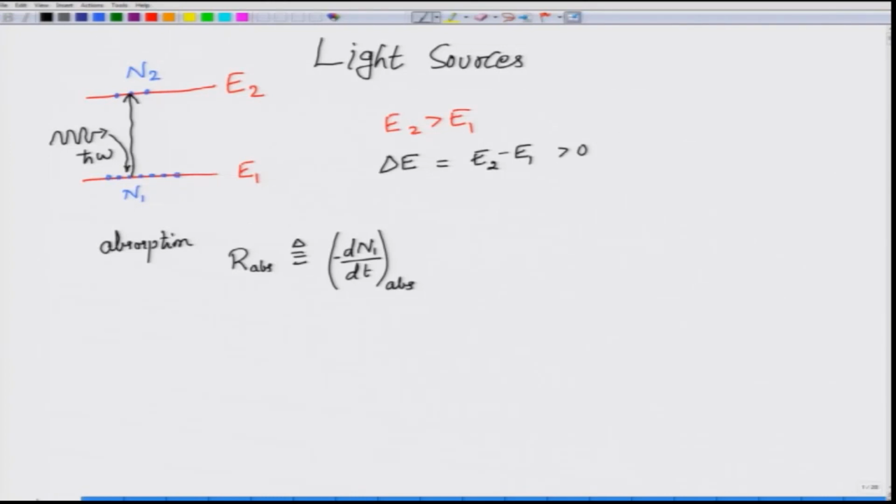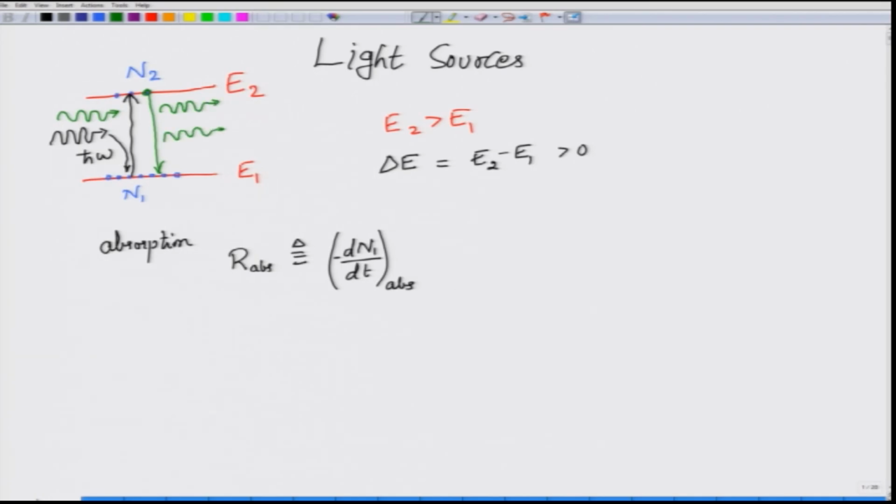Now, a second process that happens is called stimulated emission. In stimulated emission, the atom that is at the top, at energy level 2, will drop down to energy level 1 under the action of a photon, but the surprising thing is that it will also emit a photon.